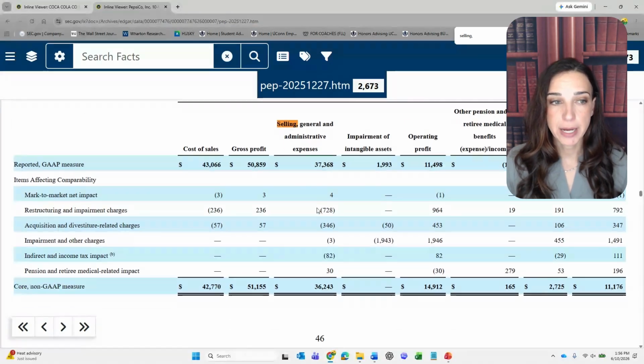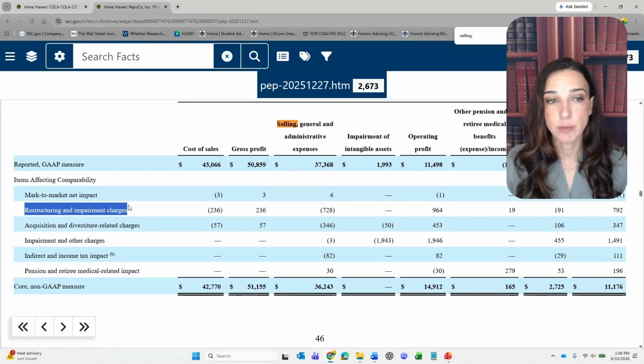There are a couple of items here. One is they did have a restructuring and impairment charge, which is pretty significant, $700 million. And they also had some acquisition and divestiture related charges as well.